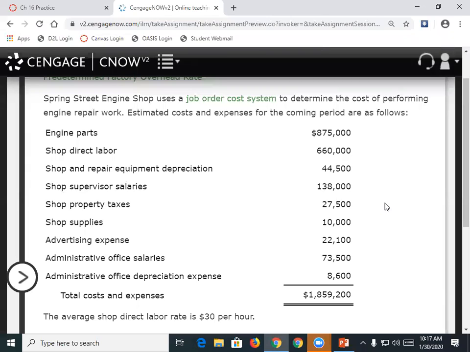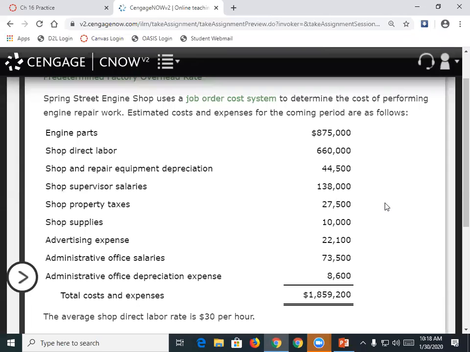But we know our estimated activity base should be direct labor hours. Do I know my direct labor hours? How much are my direct labor hours? 660,000. So are those hours? That's the rate. You're going to divide the 660 by the $30 labor rate. Right. Yeah, I think you're on the same path, Daniel. You're just going about it a little differently.